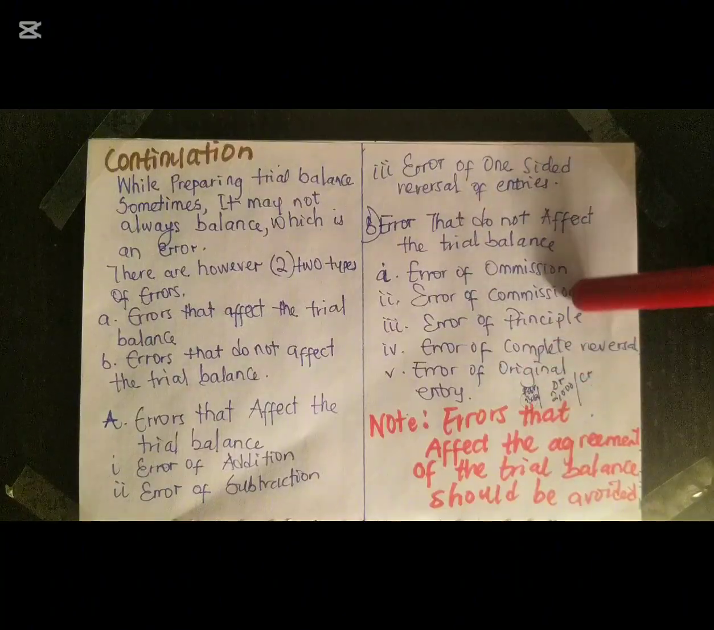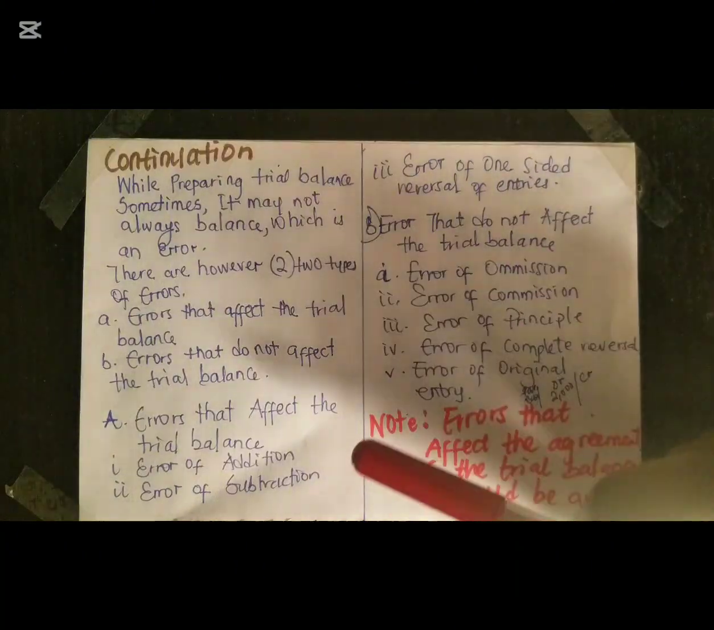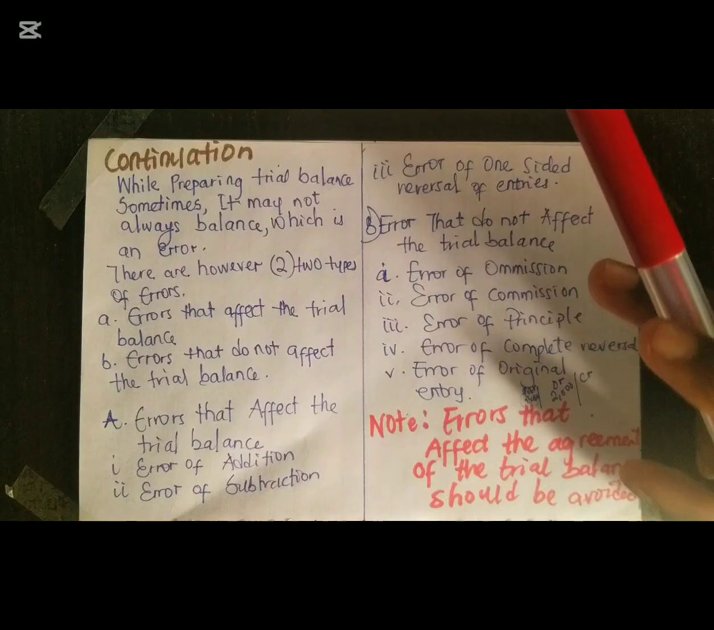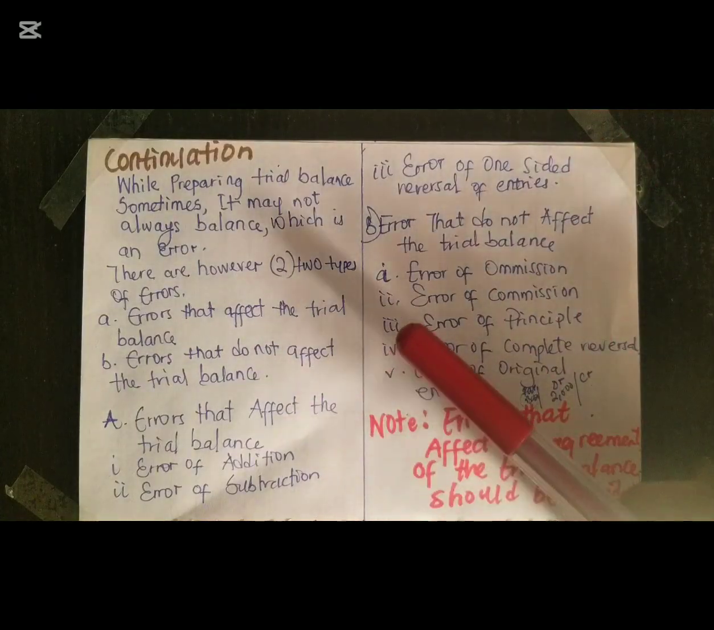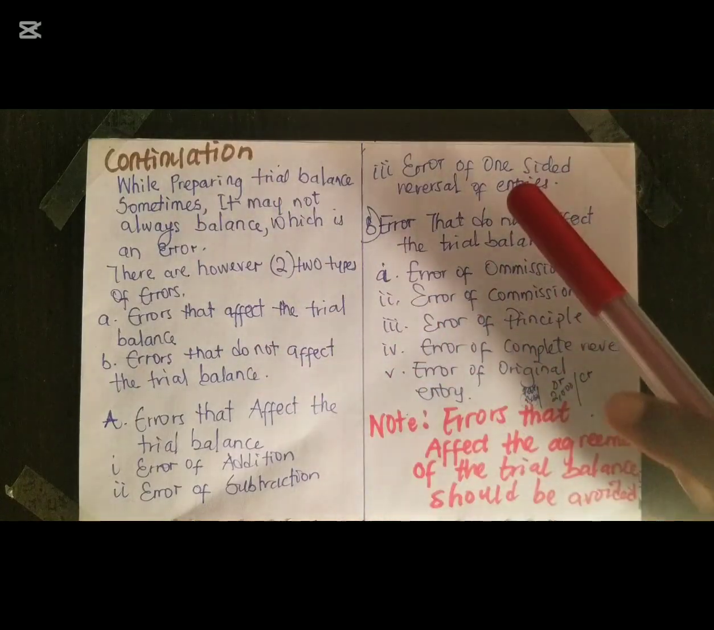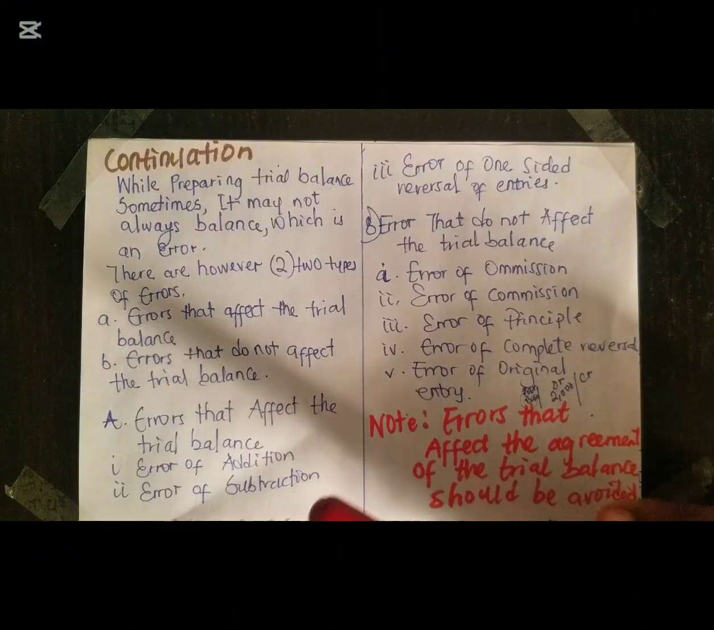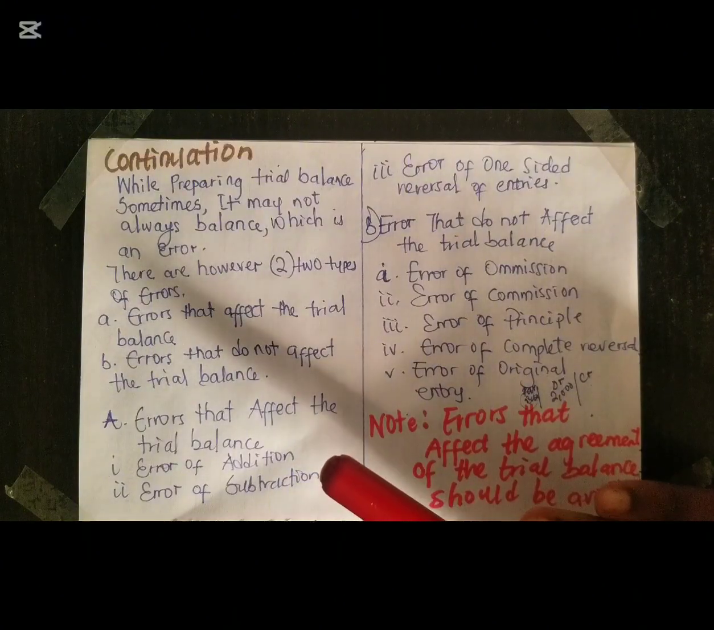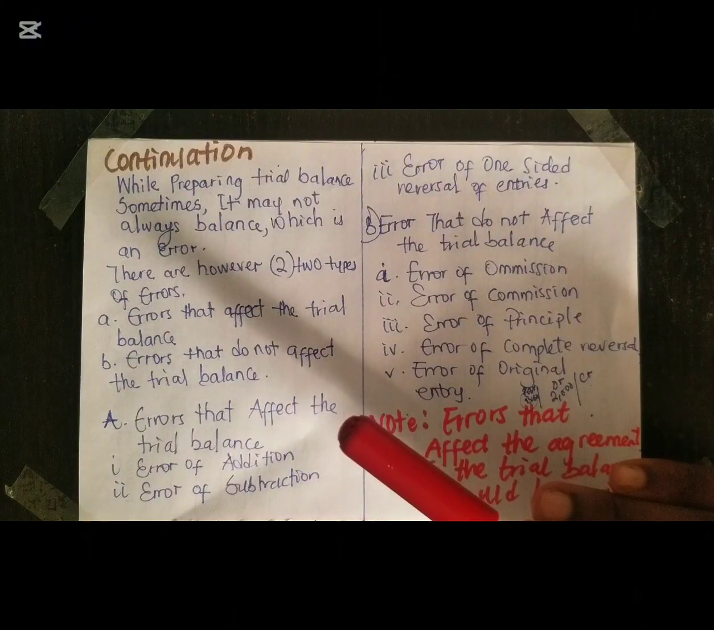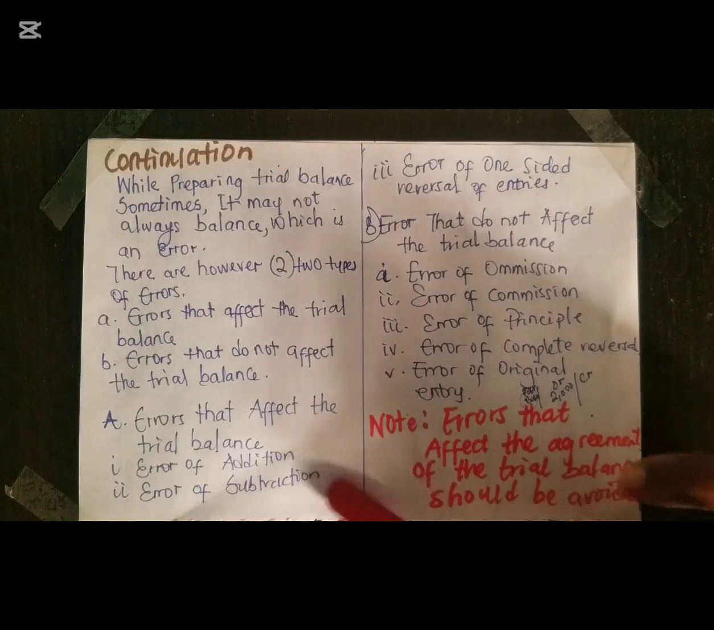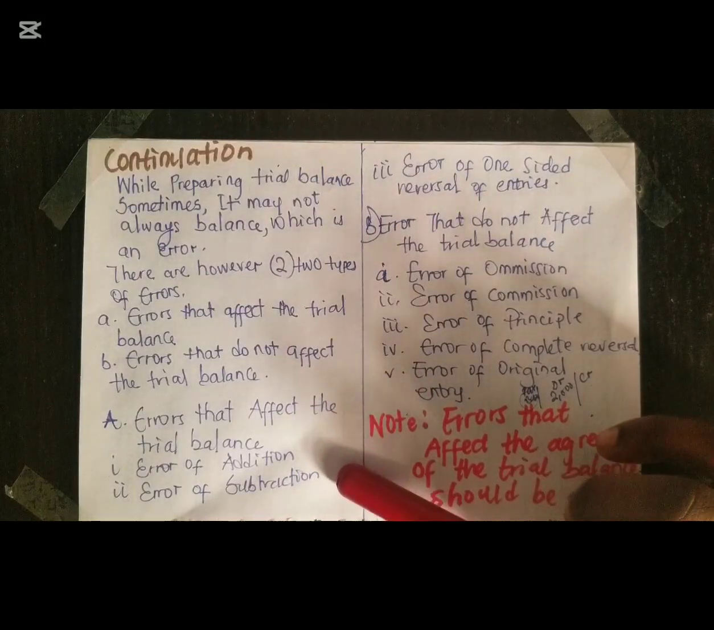So we have to calculate and make sure, like the first one, addition, that the addition is right. The subtraction, we should make sure that we subtract right. And the third one, we should make sure that we don't reverse account, or we don't reverse transactions. That is, we don't put the debit one on the credit side, and we don't put the credit one on the debit side. So we should avoid these errors that would affect the trial balance.